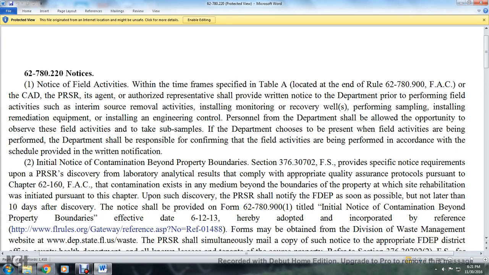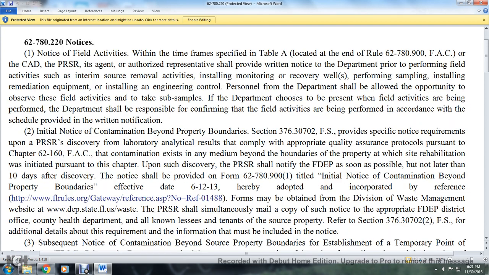Hereby adopted and incorporated by reference, Florida Rules Gateway, reference number 01488. Forms may be obtained from the Division of Waste Management website, department.state.florida.waste. The person responsible for site rehabilitation shall simultaneously mail a copy of such notice to the appropriate Florida Department of Environmental Protection District Office, the County Health Department, and all new and existing lessees and tenants of the source property. Refer to section 376.30702 for the detailed requirements of information that must be included with the notice.